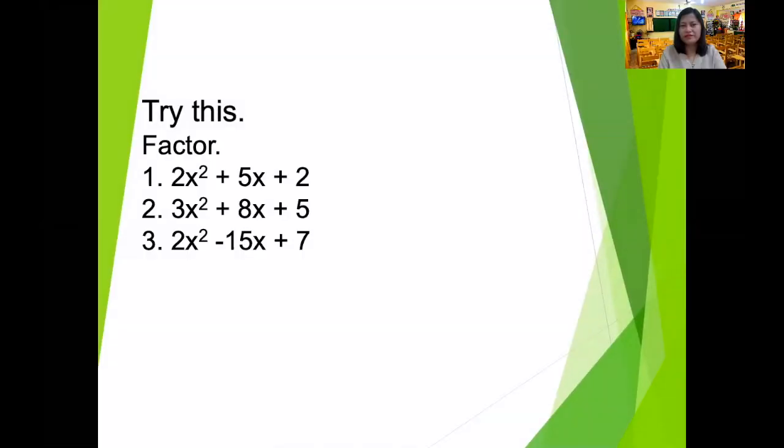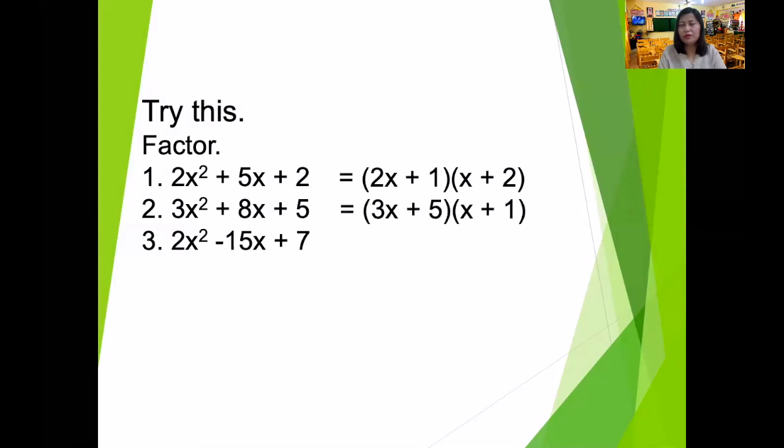Let's check. Number 1, we have 2x plus 1 and x plus 2. Number 2, 3x plus 5 and x plus 1. And number 3, 2x minus 1 and x minus 7.